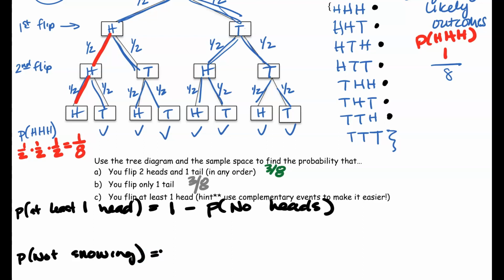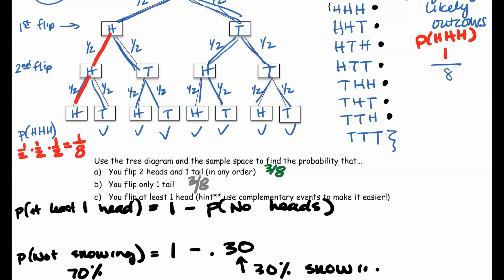If there is a 70% chance that it's not going to snow today, then there's a 1 minus 0.30 chance, so there would be a 30% chance of it snowing. So the probability of it snowing and not snowing, those probabilities need to add to 100%. So we call them complements.